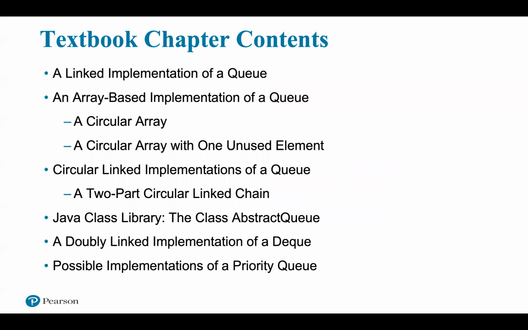So here's just a reminder in the textbook of how things are ordered and roughly how things will be ordered in this lecture. We'll talk about a linked implementation of a queue. We'll talk about an array-based implementation of a queue with a couple different possibilities there. We'll then talk about a circular linked implementation of a queue. We'll introduce the Java class library class AbstractQueue. And then we'll talk about a doubly linked implementation of a deque, and finally possible implementations of a priority queue.